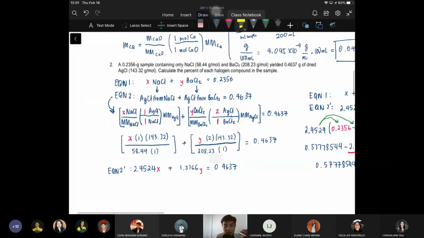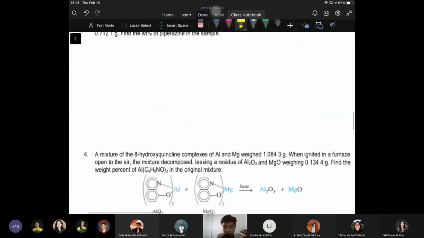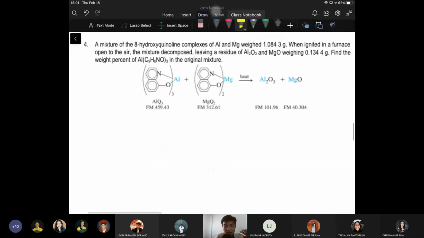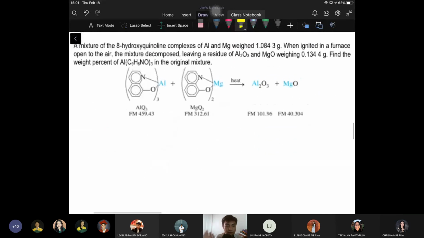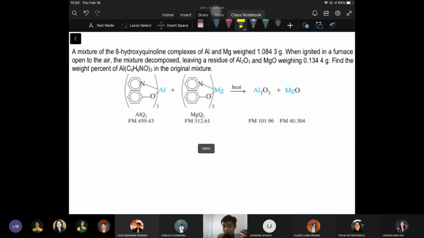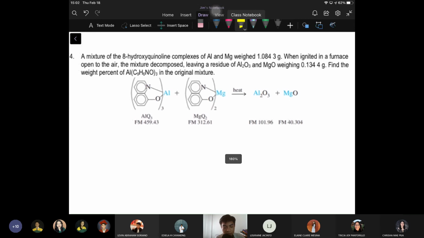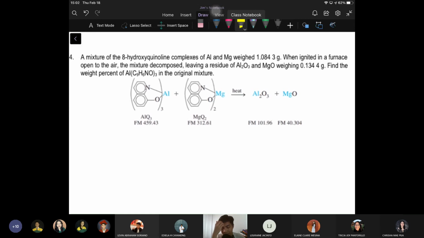Anong problem dito sa worksheet yung similar dito? Ang similar na problem dito sa worksheet ay itong number 4. Gagabayan ko na kayo para masagutan nyo to. Okay? Para sa weekend makita nyo kung tama kayo or mali na. At para malaman nyo how to solve this correctly. So, itong number 4, ito yung similar problem dun sa mahirap na yan.